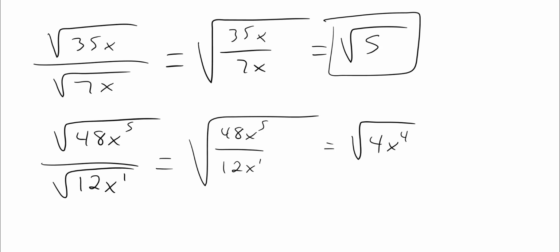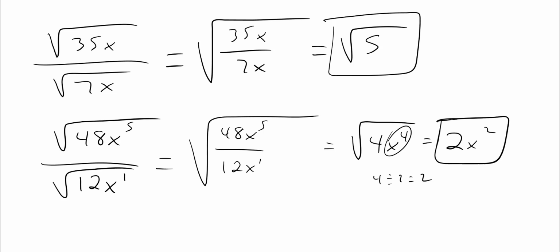Now I can simplify this one. The other one I couldn't simplify because square root of 5 is square root of 5. This one, what's the square root of 4? 2. And what's the square root of x to the fourth? Remember, it's 4 divided by 2, which is 2. So it's 2x squared is your final answer. Okay? It's not bad. Let's do a couple more here.